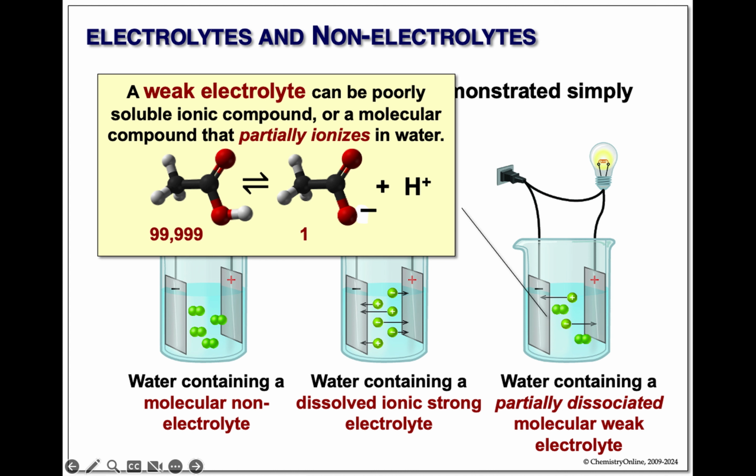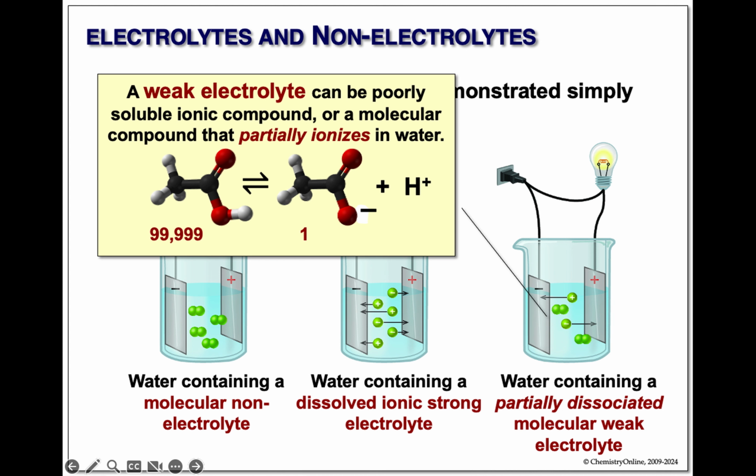well, when a strong electrolyte ionizes, you get virtually 100% ions. When acetic acid ionizes, the ratio is about 100,000 to 1. So we get very few ions in solution. Because of that, our light bulb barely glows, called a weak electrolyte. So non-electrolyte, strong electrolyte, and weak.